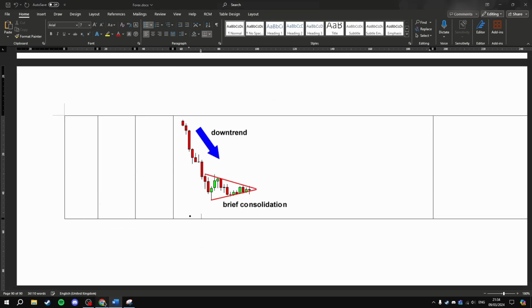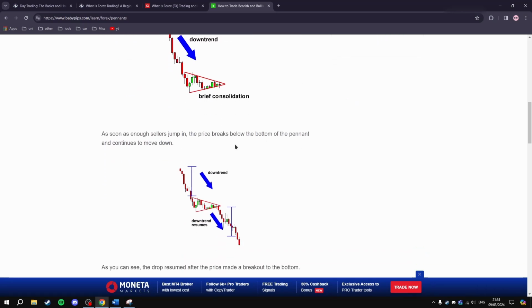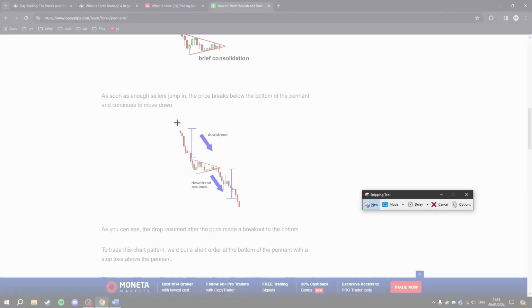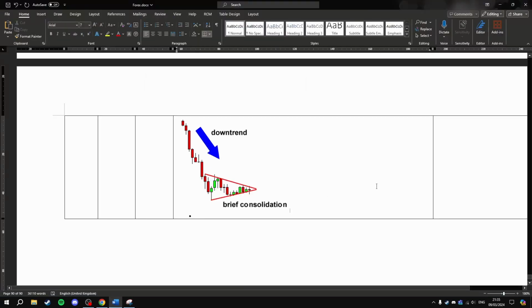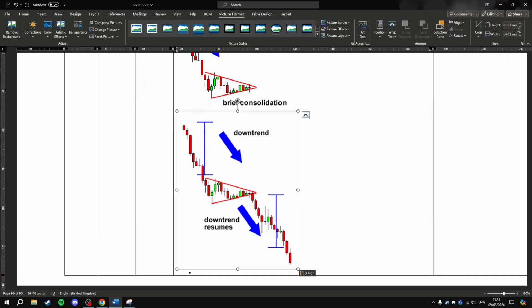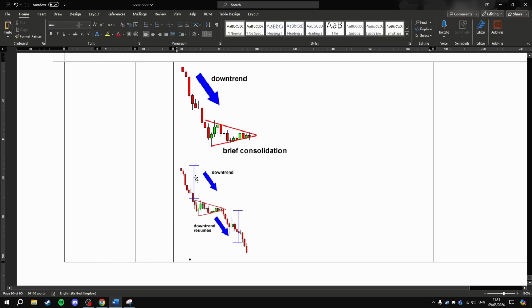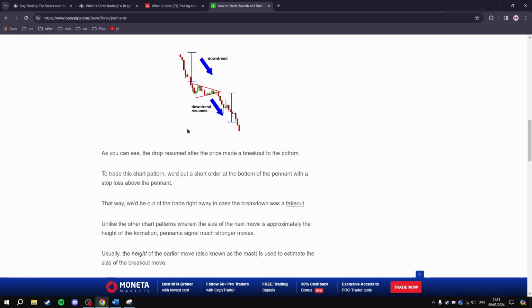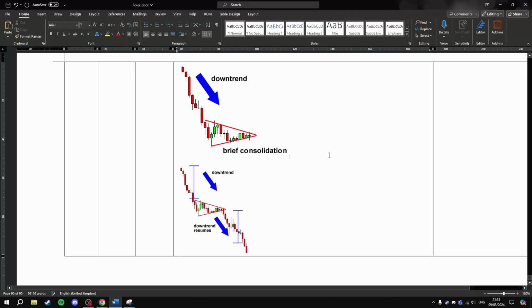As soon as enough sellers jump in, the price breaks below the bottom of the pennant and continues to move down. So that height there is still the same as that height there. As you can see, the drop resumed after the price made a breakout to the bottom. To trade this chart pattern, we put a short order at the bottom of the pennant with a stop loss above the pennant.